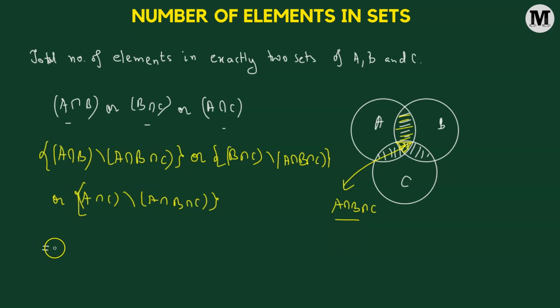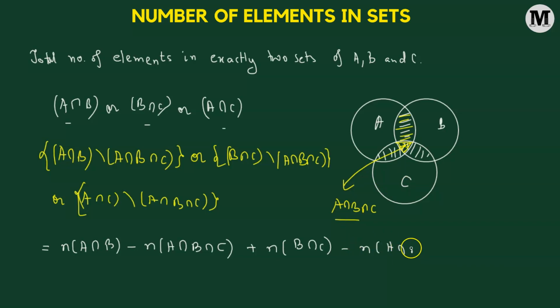Now the total number of elements belonging to exactly two sets at a time: we will take the total number of elements in A intersection B, but we'll have to subtract the elements that are common to A, B and C as well. So we'll subtract A intersection B intersection C from it. Then we will take the elements that belong to only B and C, but we have calculated an extra portion, that's A intersection B intersection C. We'll need to subtract it. And then we have the total number of elements in A intersection C, but we'll need to subtract the total number of elements in A intersection B intersection C.